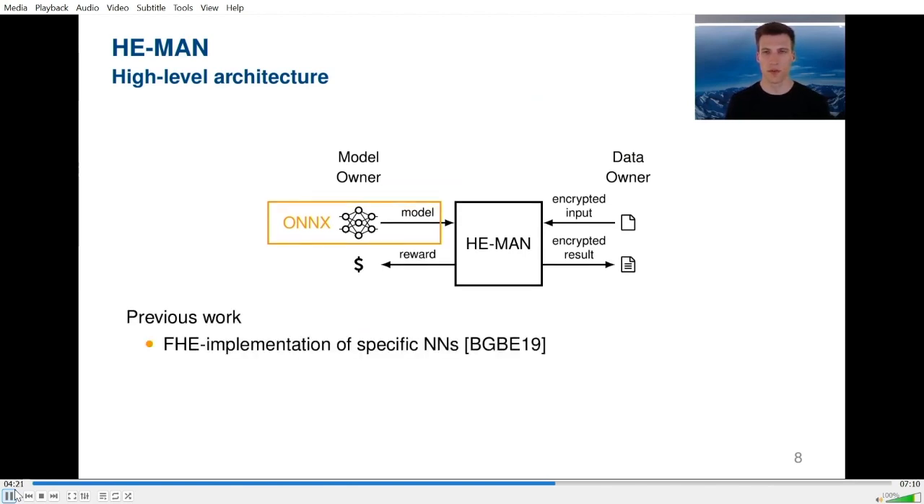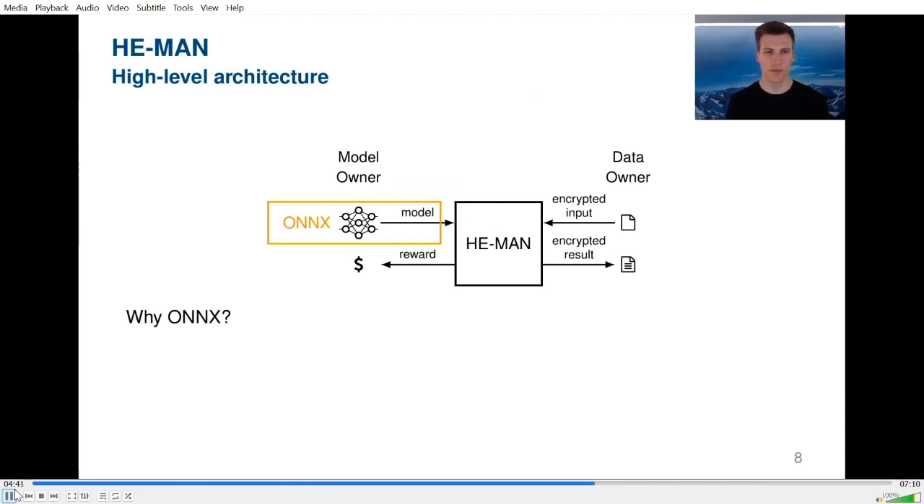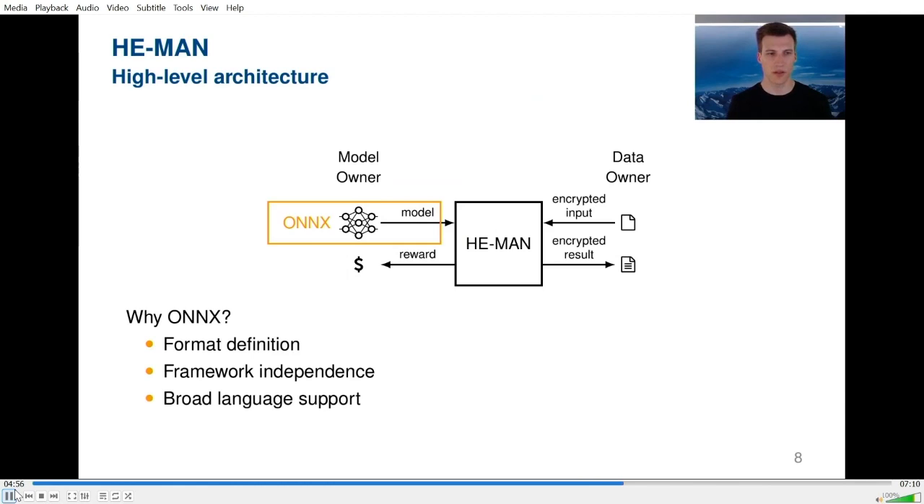Previous work only implemented the FHE inference of specific neural networks, which means that the inference phase was hard-coded for these specific neural networks, or that only individual machine learning frameworks were supported. So therefore we use the ONNX format in HEMAN, which gives us a well-defined format definition, but more important, we are independent of the underlying deep learning framework that the model was trained with, and ONNX is supported by most programming languages.